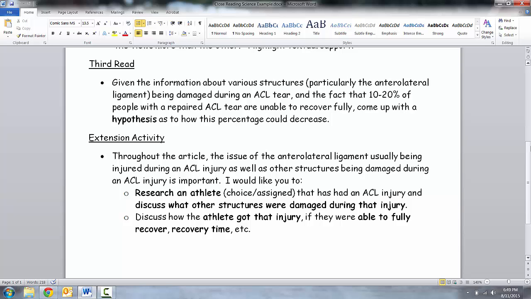So I would have them research an athlete that has had an ACL injury, discuss what other structures were damaged during that injury, discuss how the athlete got that injury, and if they are able to fully recover, and the recovery time. So now they can take this article and turn it into a research activity that connects to real life.